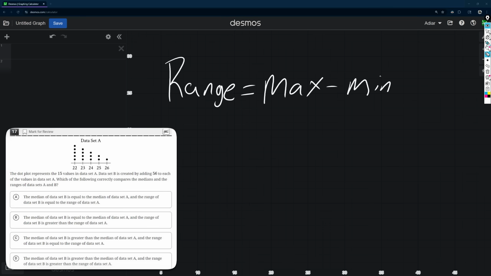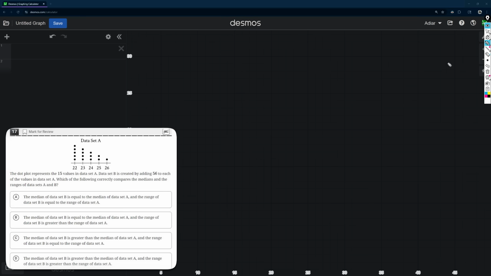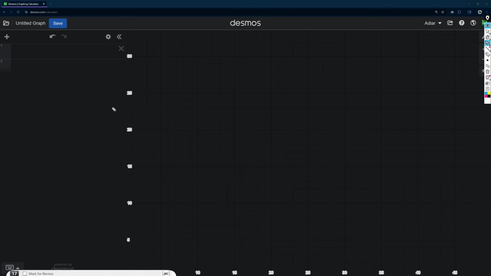is the number in the middle if we line them up in numerical order, in increasing order. And it looks like right now that would be probably 23 or 24. It doesn't really matter. However, if we added 56 to every single value, then it's going to be obviously greater because that 23 or 24 turns into 79 or 80. So the answer choice would be C. The median of dataset B is greater and the range is equal.